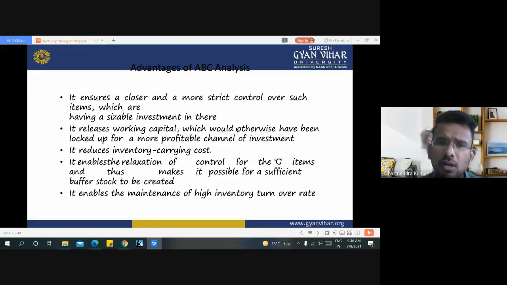It releases working capital which would otherwise have been locked up, for a more profitable channel of investment. It reduces inventory carrying cost. It enables the relaxation of control for the C items, and thus makes it possible for sufficient buffer stock to be created. It enables the maintenance of a high inventory turnover rate.